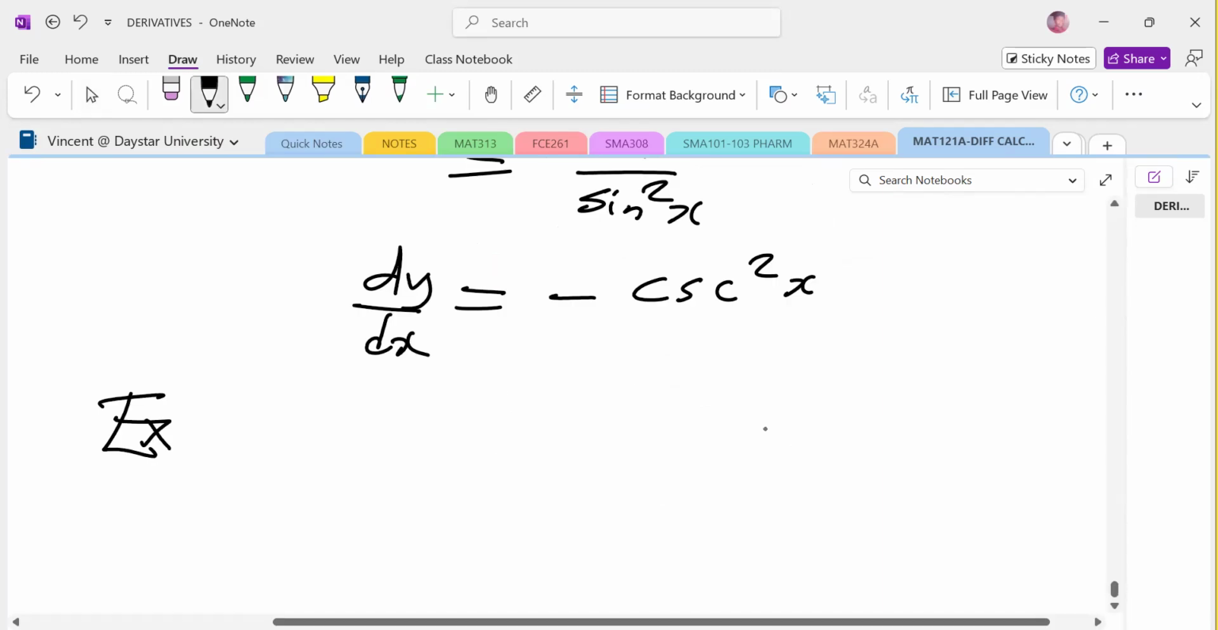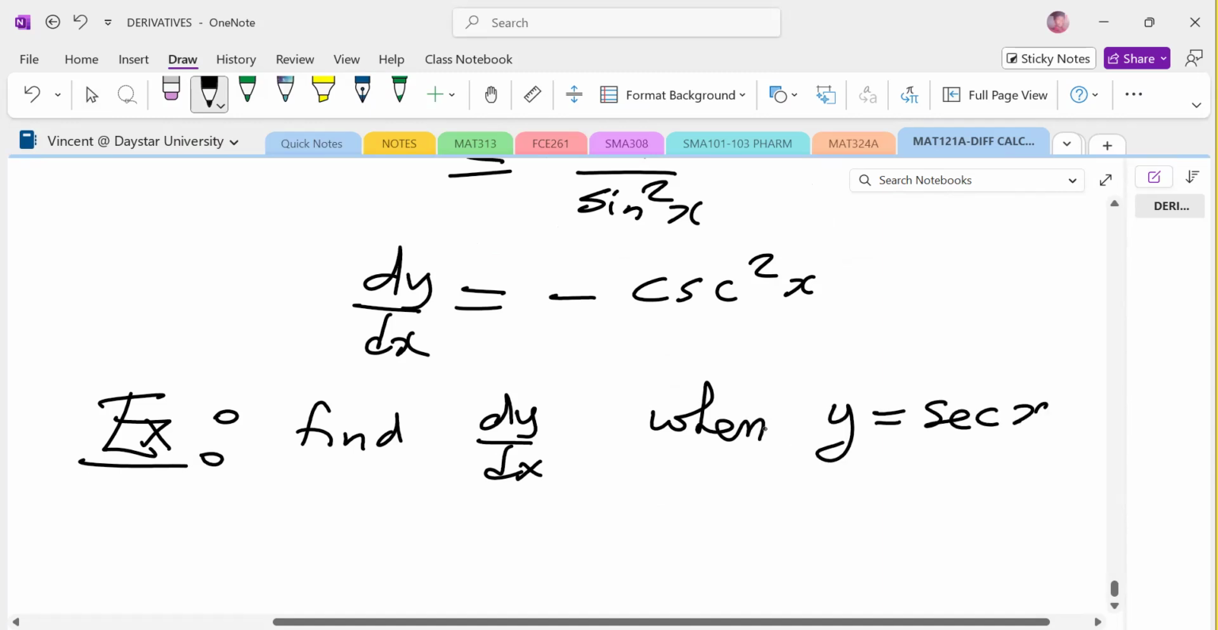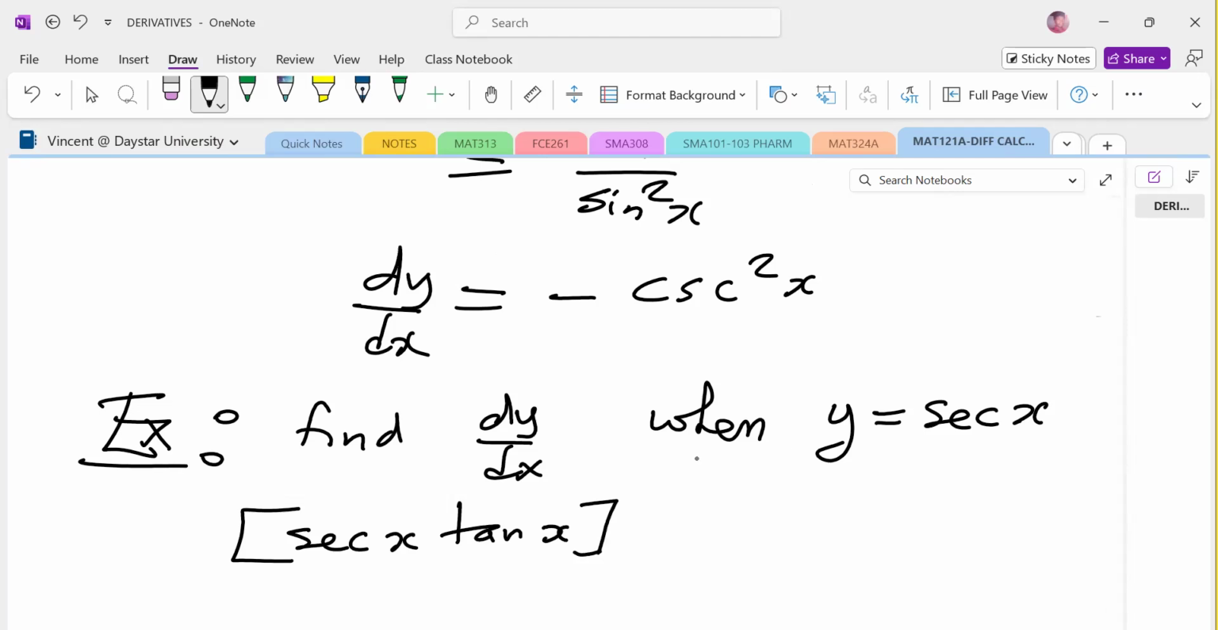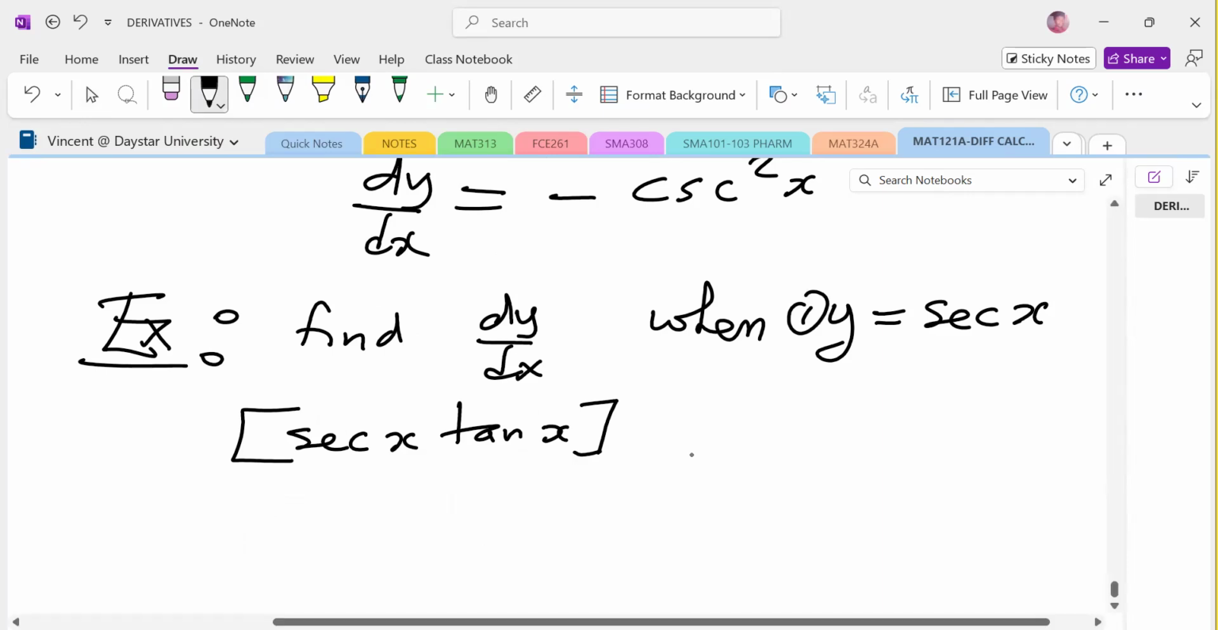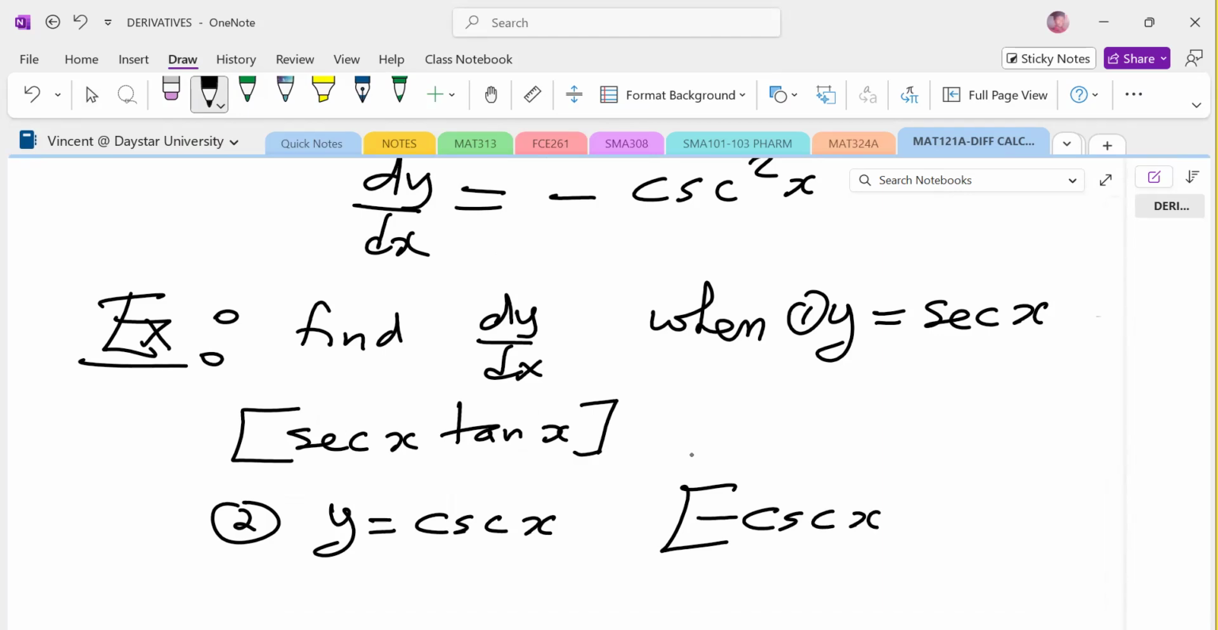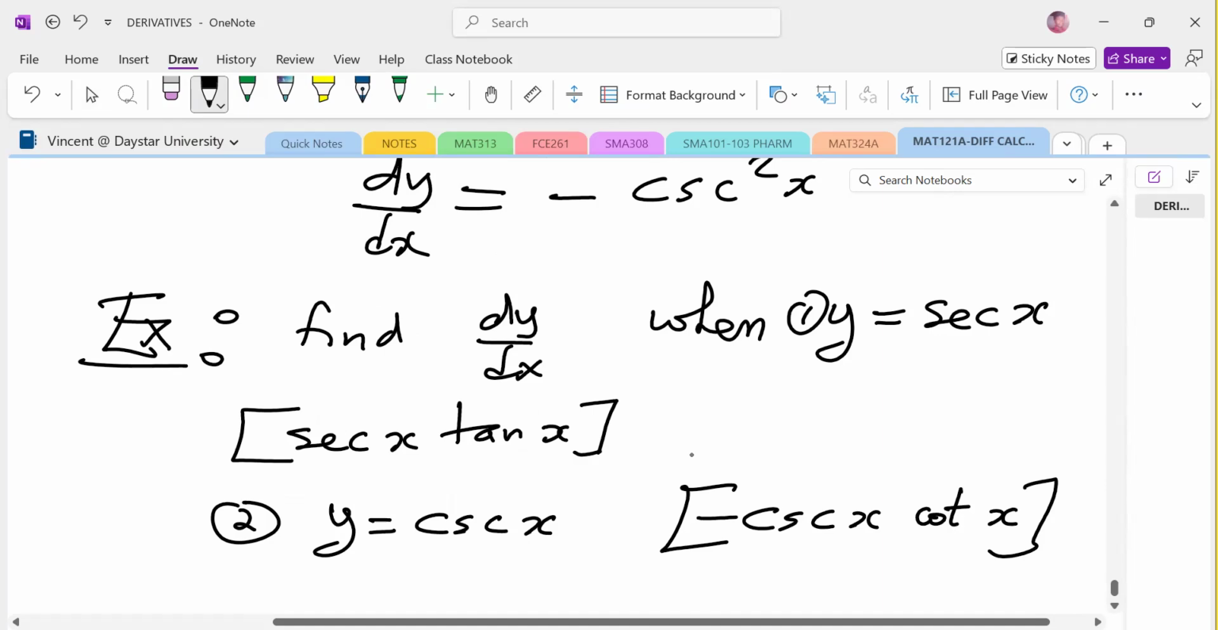So as an exercise, find dy dx when y is sec x. The answer is sec x tan x. So find how this is obtained. It's still just application of quotient rule. And then number 2, y is cosec x. And when you work it out, you should get negative cosec x cot x. So see how those answers are obtained.